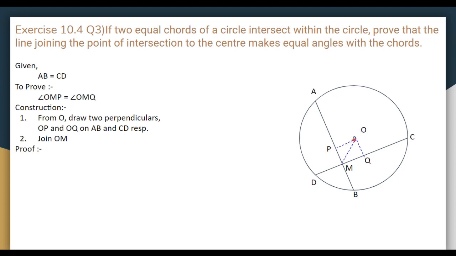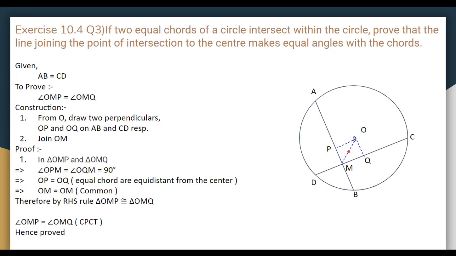From O draw two perpendiculars P and Q, OP and OQ on AB and CD respectively. Okay, and join OM. Proof. So first step will be in triangle OMP and triangle OMQ, angle OPM is equal to angle OQM is equal to 90 degrees by construction.